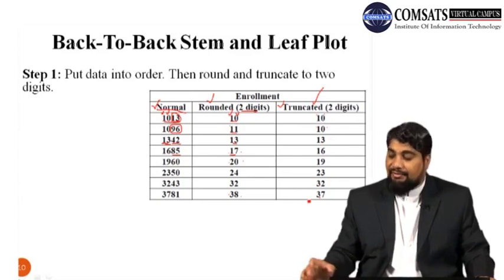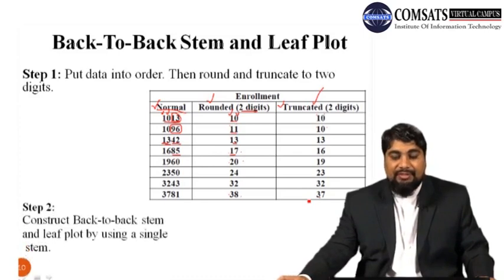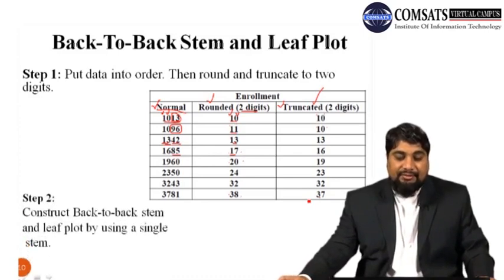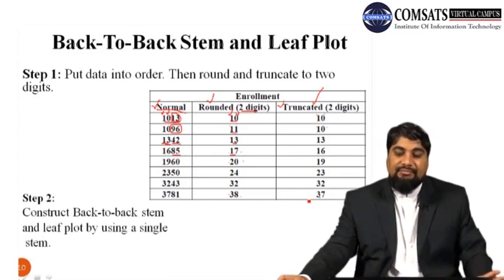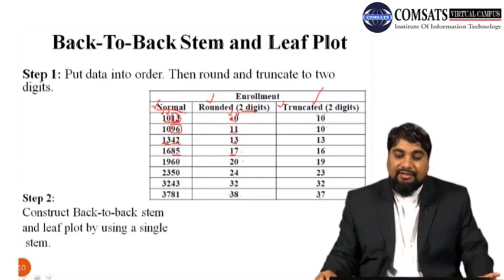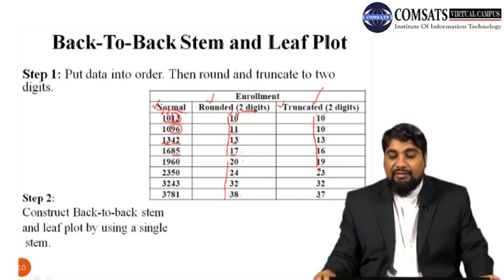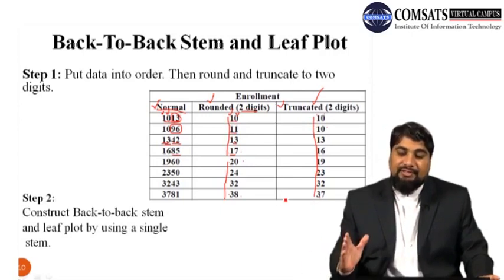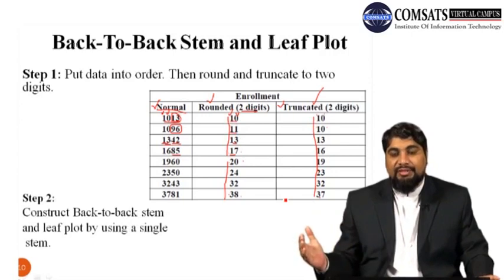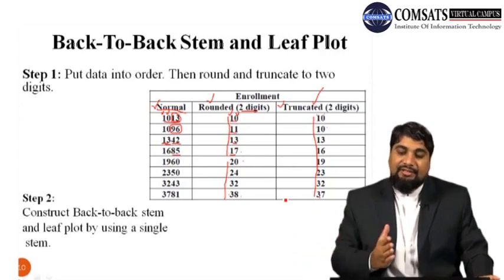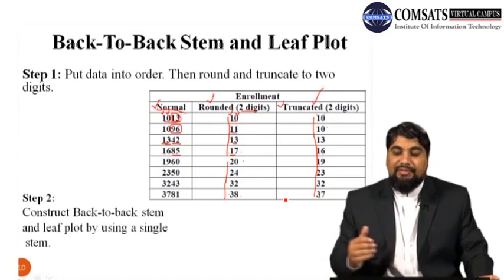So now we construct the back-to-back stem and leaf plot by using a single stem. We can see that in all these numbers the stems are 1, then 2, and then 3. So here again 1, then 2, and then 3. So just construct the stem only once, and then on one side we will put the truncated numbers, on the other side we will put the rounded numbers.